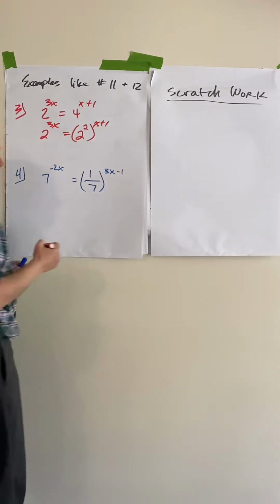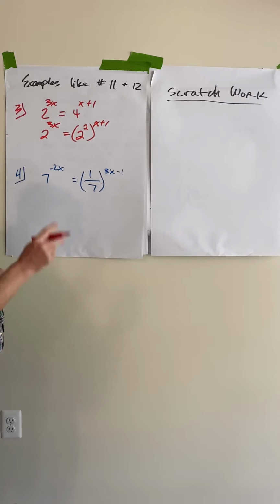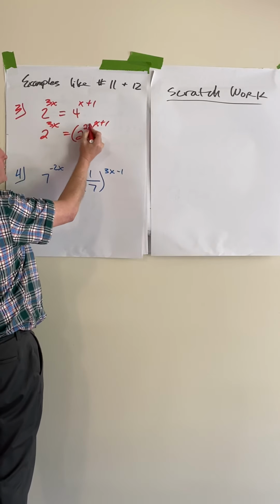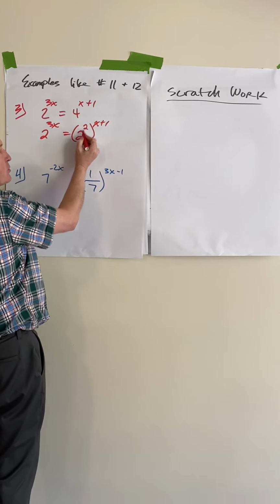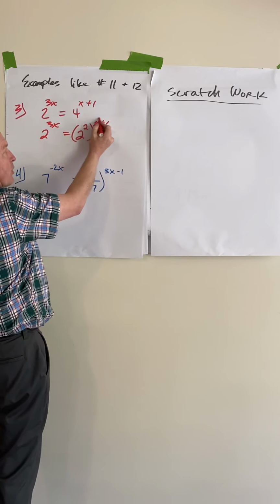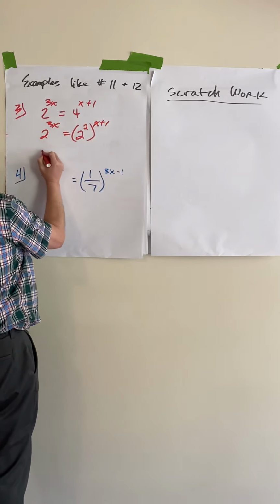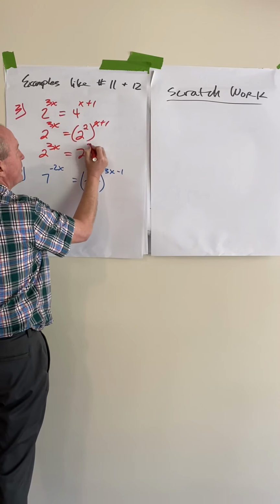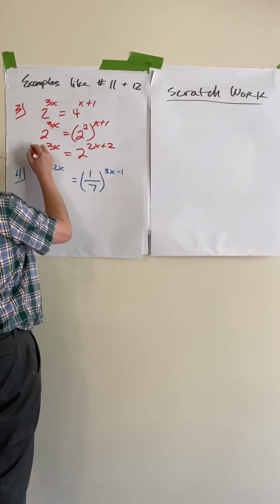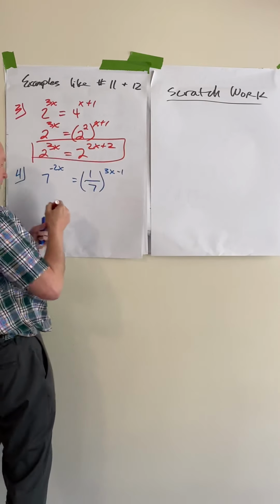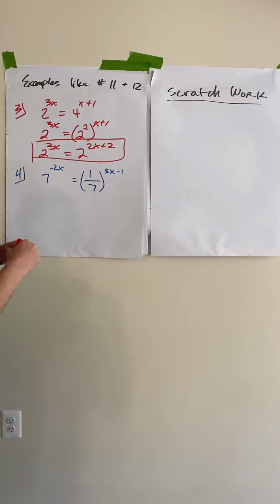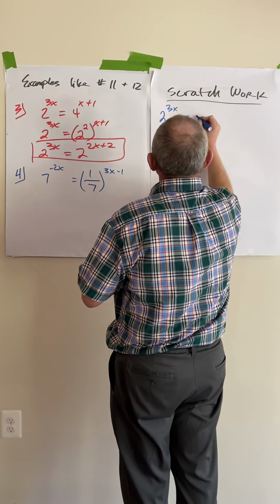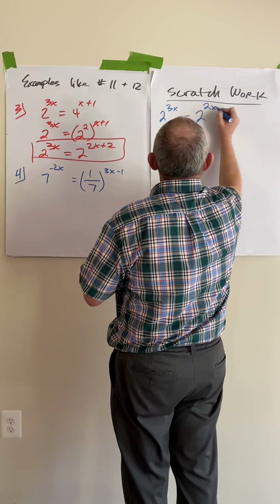plus 1. Okay? Now this is where it gets a little tricky. I'm going to take this 2 and multiply it by the x plus 1. So I got 2 to the 3x equals 2. Now this is going to distribute, 2x plus 2. All right, now I'm going to go over to my scratch work side. And I have 2 to the 3x equals 2 to the 2x plus 2.